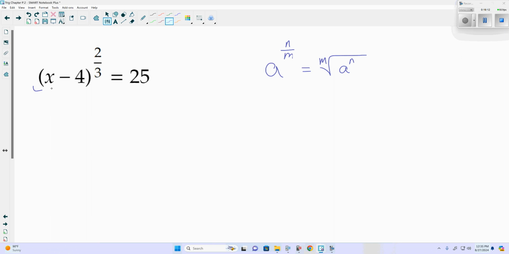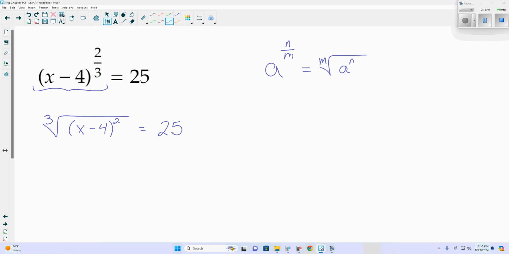So when we look at this left side, x minus 4 to the 2/3, what we're really saying is that we have the third root of x minus 4 squared is equal to 25. And we could solve it this way here.